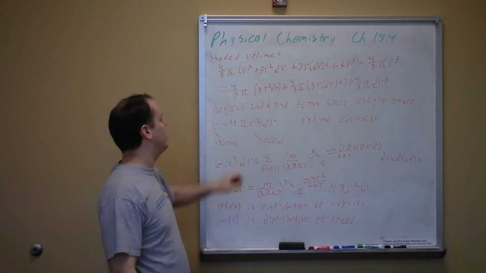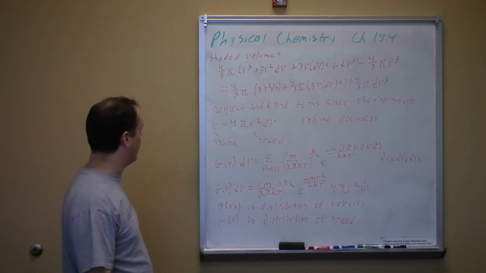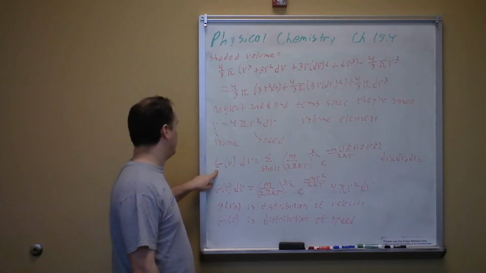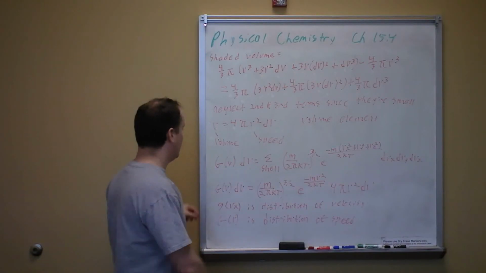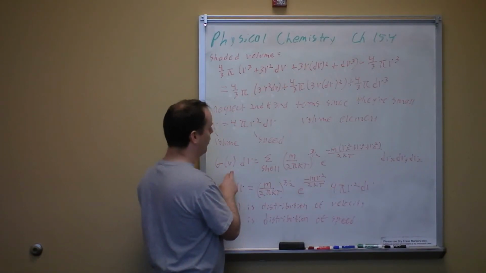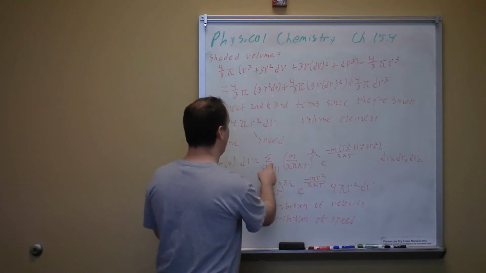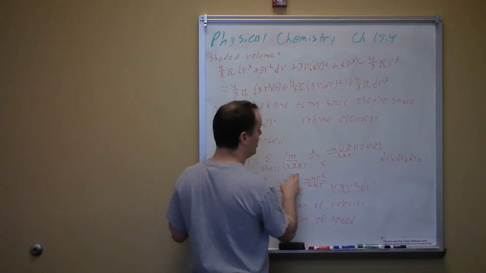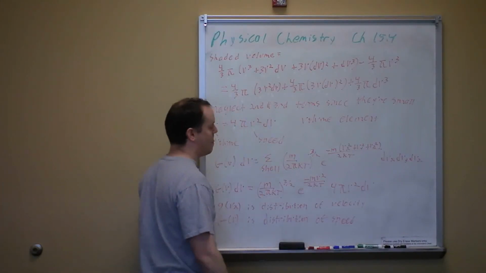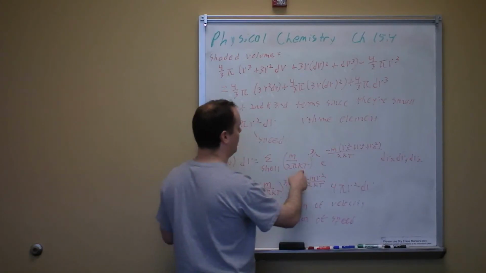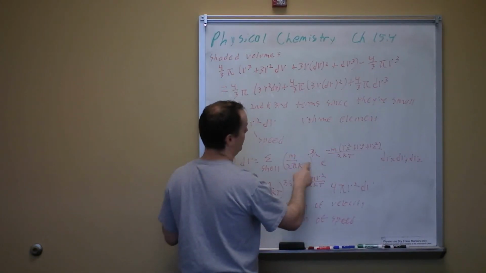So this shell tells you all those different points that have the exact same speed. So G of v dv, remember this is the capital G function we were looking for the whole time, is the sum over that shell of all these different points that have the same velocity. So we have our same speed.